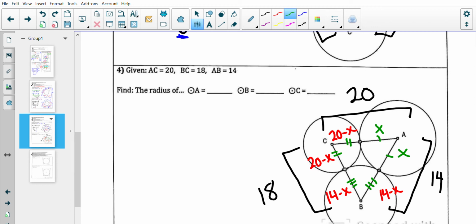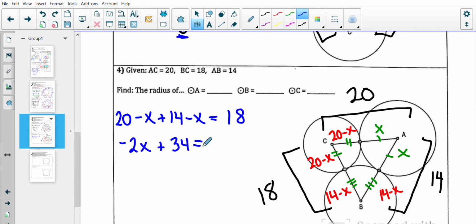We're going to pick the side that has the two, that does not just have an X standing alone. So we're going to pick C to B. So we're going to make an equation out of that. So it's 20 minus X plus 14 minus X equals the total segment, which is 18. Combine your like terms. So we're going to have negative 2X plus 34 is equal to 18. Subtract that 34, so we're going to have negative 2X is equal to a negative 16. So X will equal a positive 8.